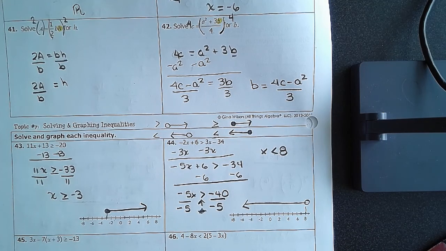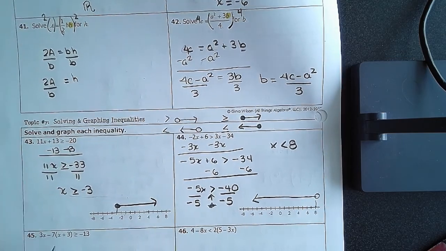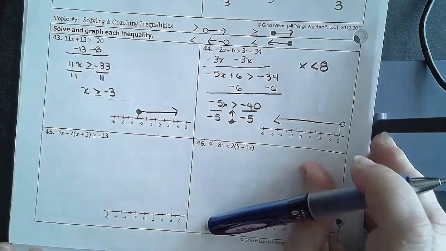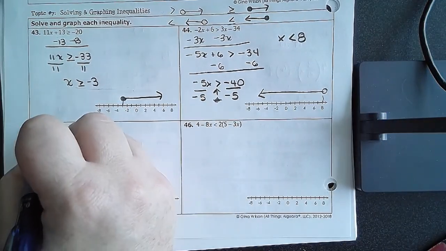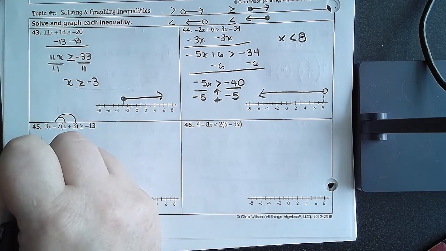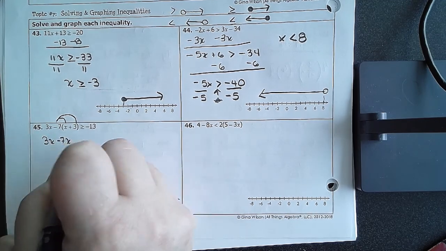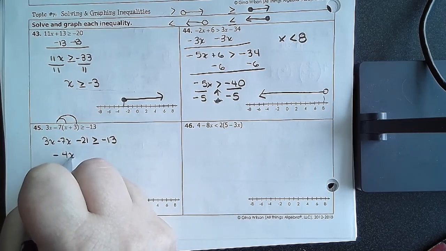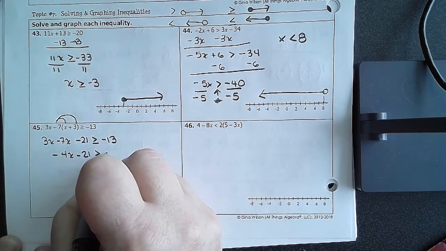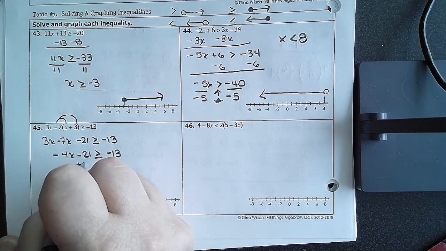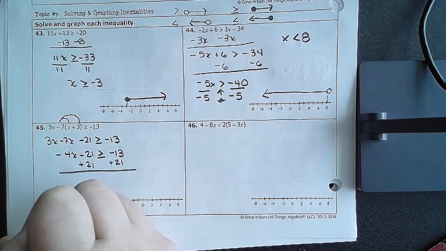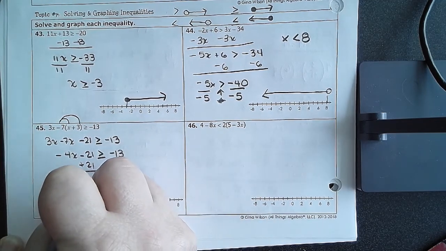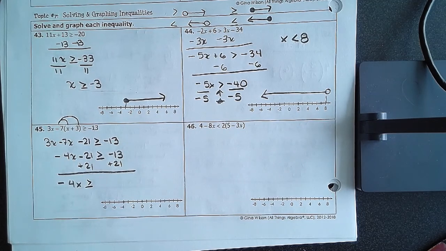All right? Okay. Now, for this one, we're going to distribute first. Remember, just like we do with equations, we're going to distribute negative 7 to both these terms. So I have 3x minus 7x minus 21 is greater than or equal to negative 13. And I'm going to add 21 to both sides. So I get negative 4x is greater than or equal to negative 13 plus 21, and that is 8.